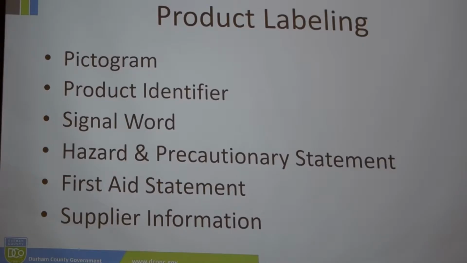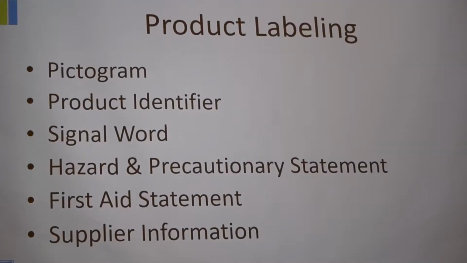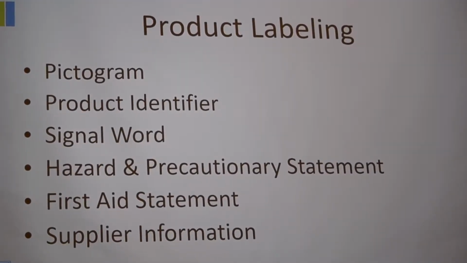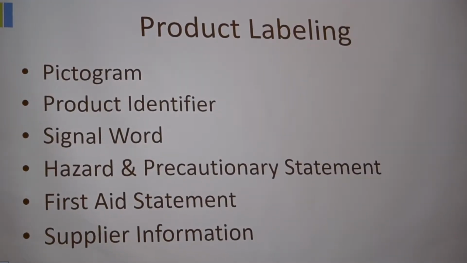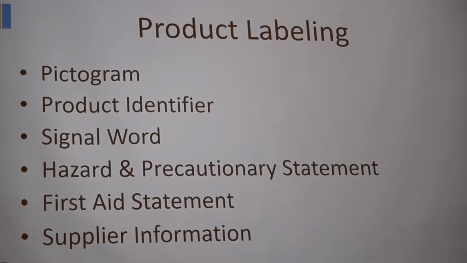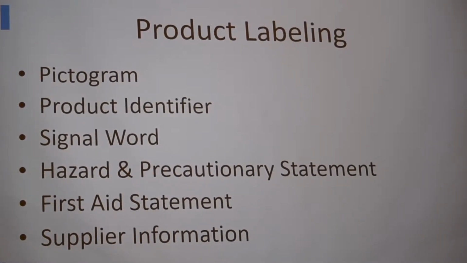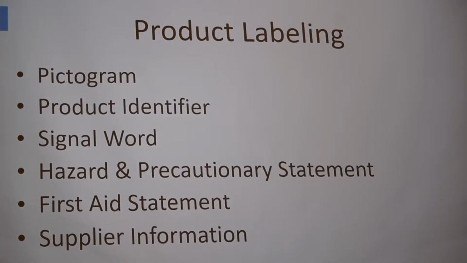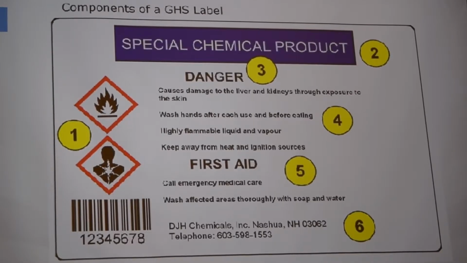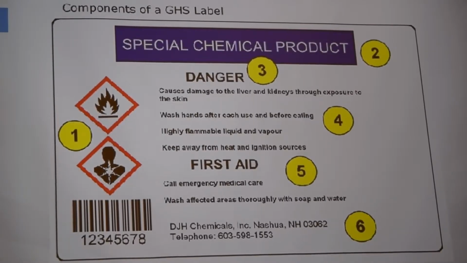Product labeling is standardized. It's not only in the United States, it's an international standard, hence the global part of the title. It includes a pictogram, a product identifier, a signal word, hazard and precautionary statements, a first aid statement, and then the supplier or distributor information. This is a generic example of what one of these labels looks like.